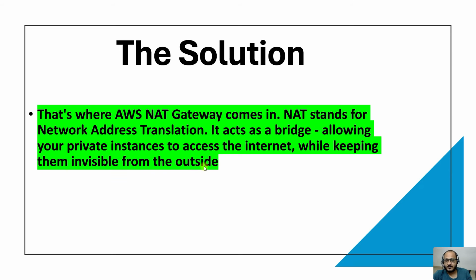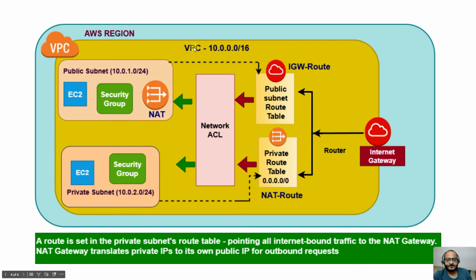So as I said, you can access the internet from the EC2 instance, but if somebody tries to access your EC2 instance from the internet, they can't, because it will not be visible to them since it is in our private subnet. So let's understand more with the help of this diagram.